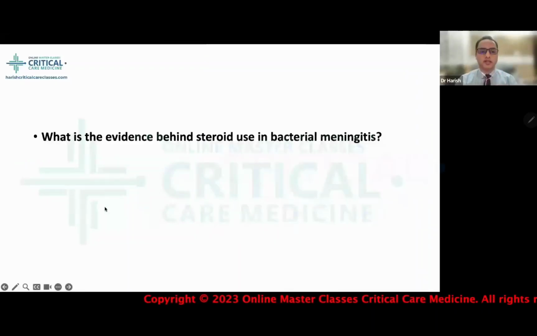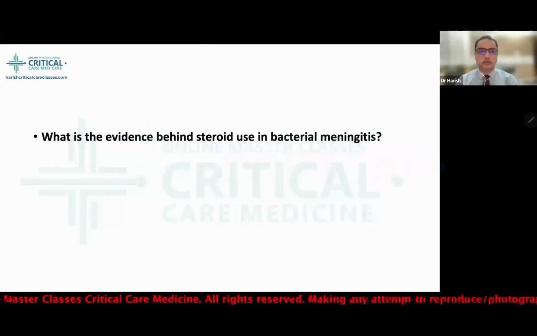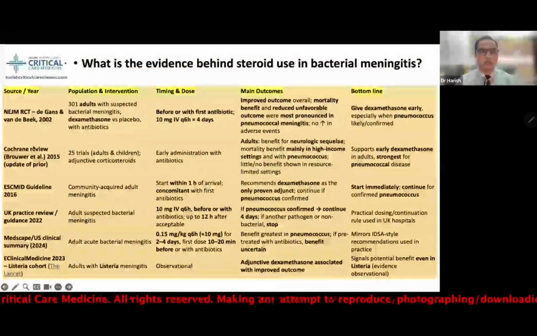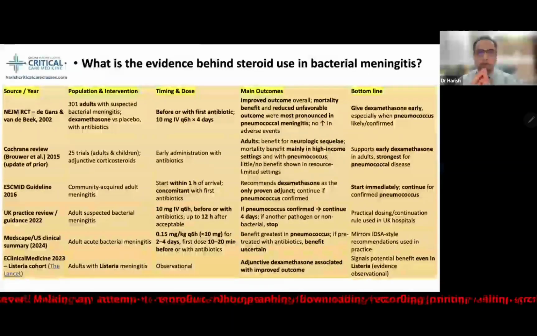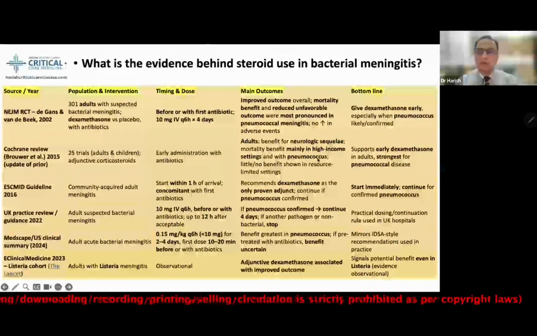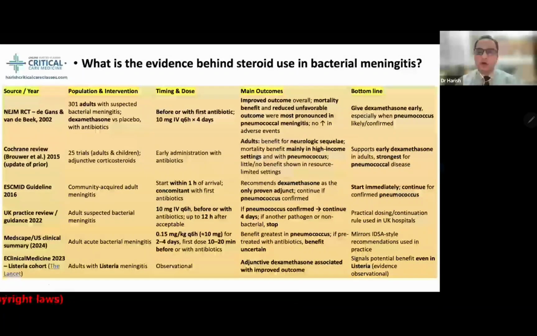Okay. So what is the evidence behind steroid use in bacterial meningitis? That may be your next question. There are good studies which got published in NEJM, also Lancet, European guidelines. They conclude that dexamethasone early, when we have confirmed or suspected pneumococcal meningitis, we can give. It has some benefit in terms of overall improved long-term outcome.